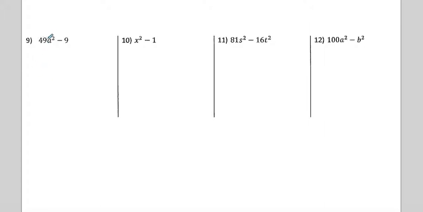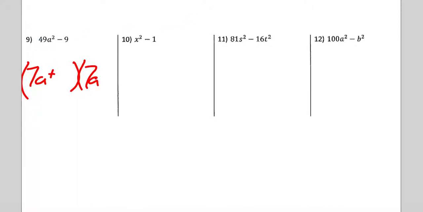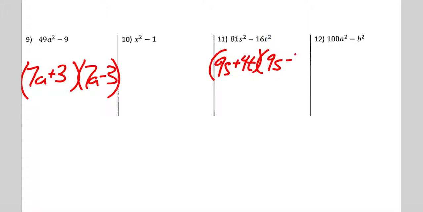So here, square root of 49a squared is 7a. Square root of 9 is 3. So add 3 and subtract 3. I think these are both perfect squares, so I'm going to proceed with square rooting each one of them. Square root of 81s squared is 9s. Square root of 16t squared is 4t. Not the number 44t.